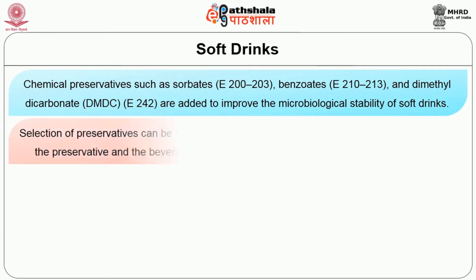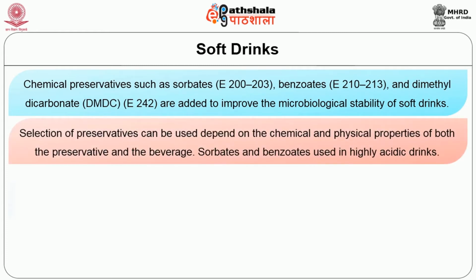Next, soft drinks. Chemical preservatives such as sorbates, benzoates and dimethyl dicarbonate are added to improve the microbiological stability of soft drinks. The selection of preservatives depends on the chemical and physical properties of both the preservative and the beverage. Sorbates and benzoates are used in highly acidic drinks.